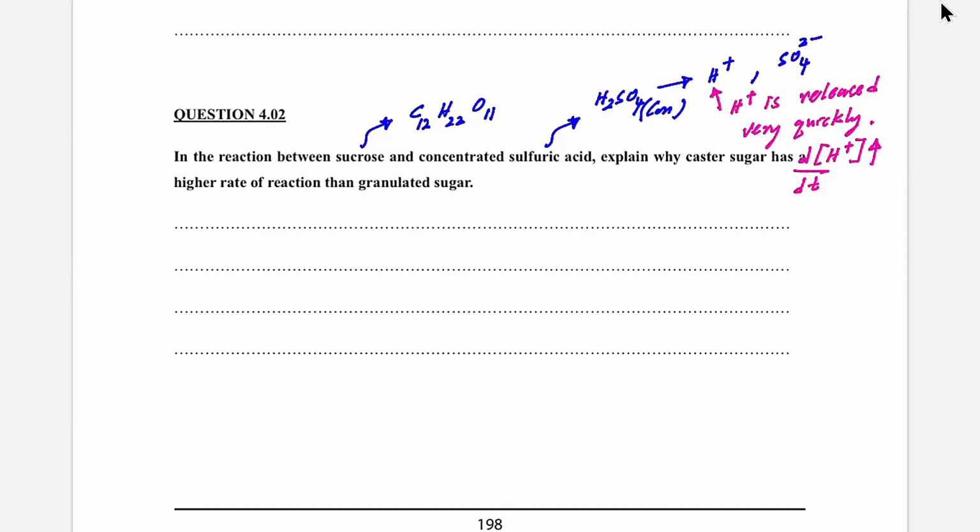Explain. So you know the caster sugar is very small particles, and the granulated is a little bigger. So the surface area is the factor here, and caster sugar has higher surface area. High surface area means the reaction rate is high. Therefore, the caster sugar has a higher reaction rate, right?